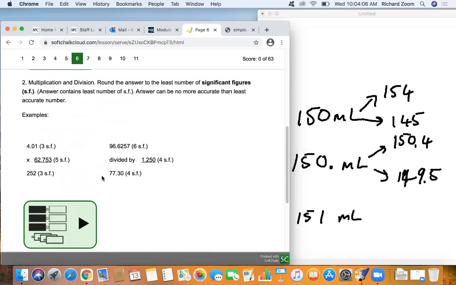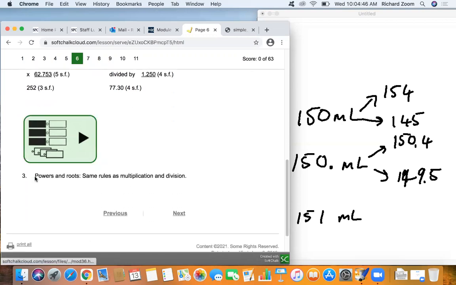When we're dealing with multiplication and division, the rules change and we need to deal with significant figures. So in the case of 4.01 times 62.753, we count all of the significant figures, which should be 3 significant figures for the top, 5 for the bottom one. So the answer can only contain 3. Again, when we put this in the calculator, it doesn't come out to be 252, it comes out to be something else that needs to be rounded to 3 significant figures. Does anybody have any questions? So powers and roots, they have the same rules as multiplication and division do.